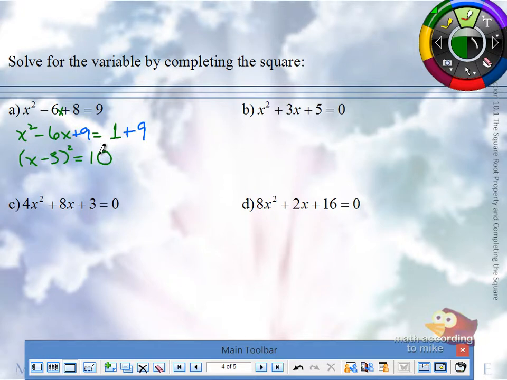Notice, we are in the square root property now. So to get rid of this square, what do we do to both sides? Square root. So I get x minus 3 equals plus or minus. When you square root an equation, you include a plus or a minus.